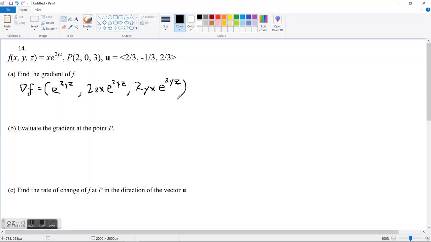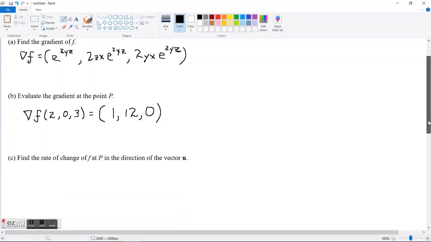Now we're supposed to find the gradient of f at the point P, which is the point (2, 0, 3). So we're just going to plug 2 in for x, 0 for y, and 3 for z, and we will get e to the 0, which is 1. We'll get 2 times 2 times 3, or 12, times e to the 0, which is 12. And since we have y down below here, 2yx, we're going to get 2 times 0 times x times e to the 2yz, which is 0.